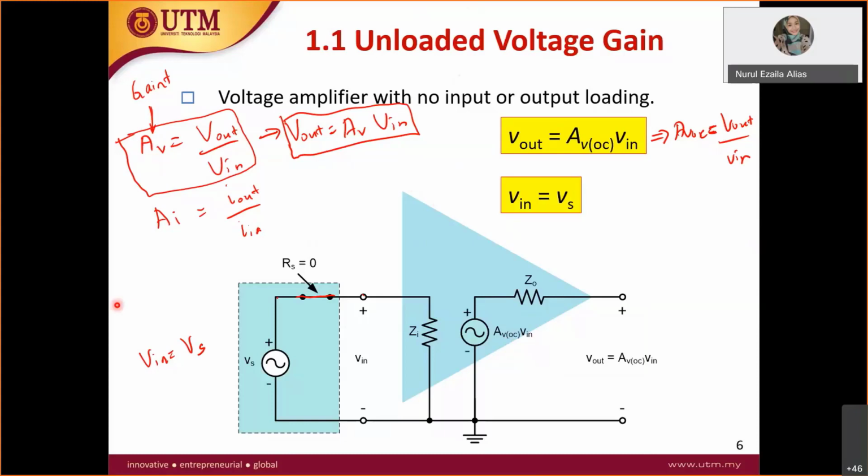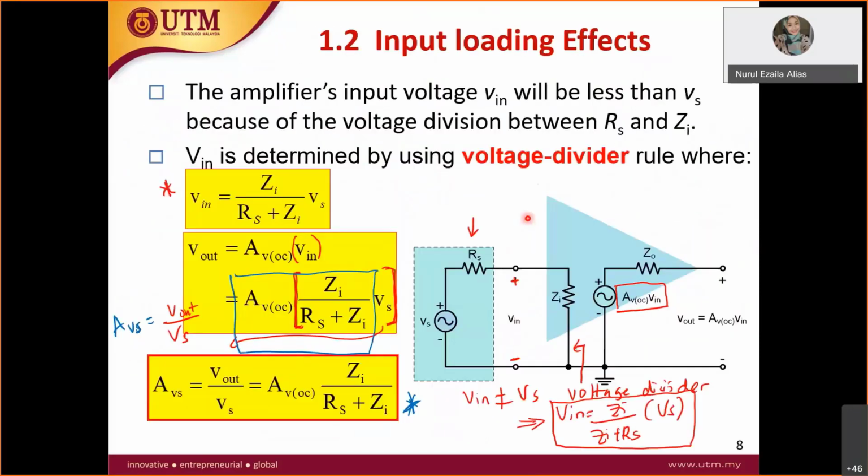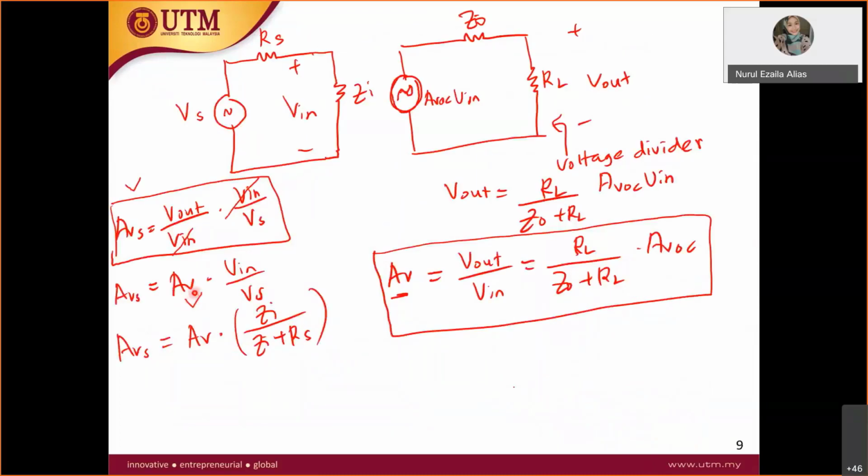Okay, so you will have to do the analysis for this. The AVOC V in is equal to V out. This is what we have done in the last class. So we have input load. You have to find V out and V in. AVS is equal to AV times V in over VS, where you don't have to memorize this. AVS equals V out over V in times V in over VS. So it's like you cancel out the V in, and V in over VS is actually the analysis at the input load, this one.